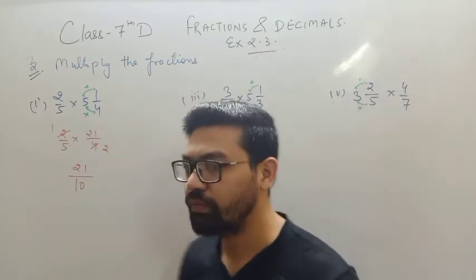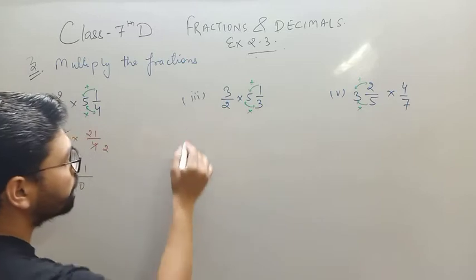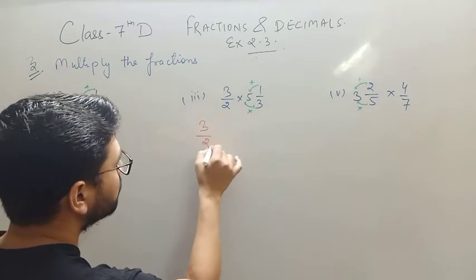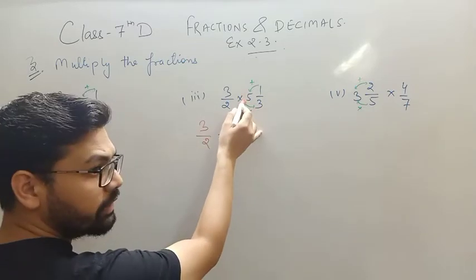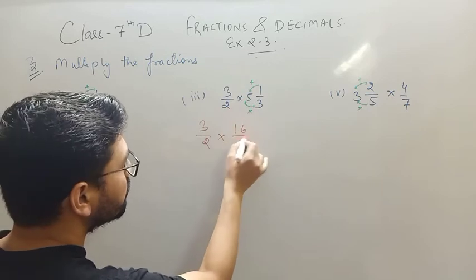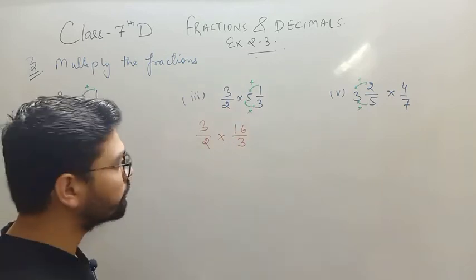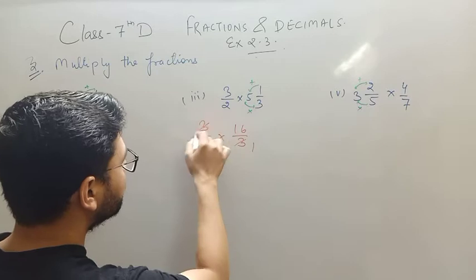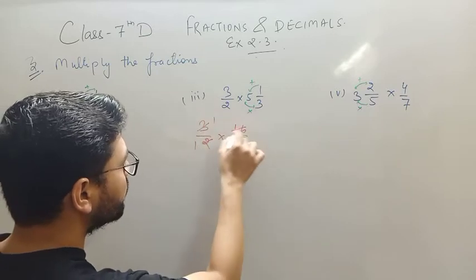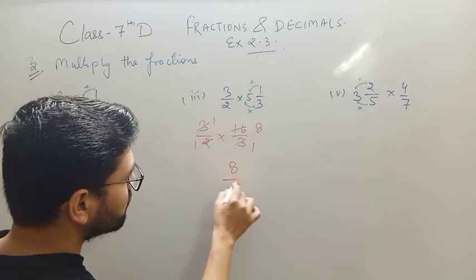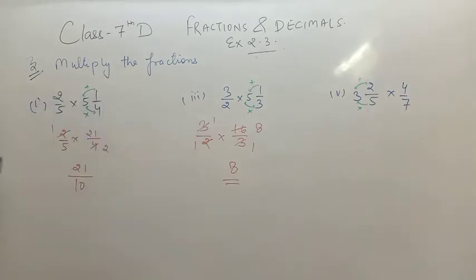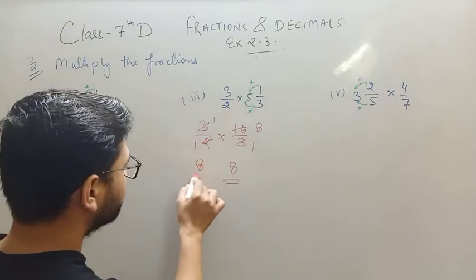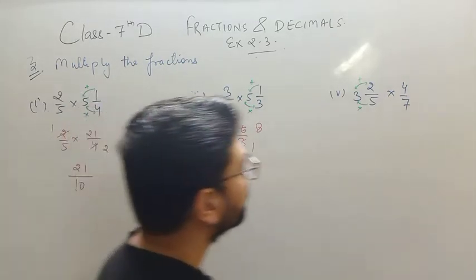Now you have the next is 3 by 2. 3 5s are 15 plus 1, 16 by 3, right? 3 1s are 3, 3 1s are 3, 2 1s are 2, 2 8s are 16. So your answer is 8, or you can write 8 upon 1, okay.